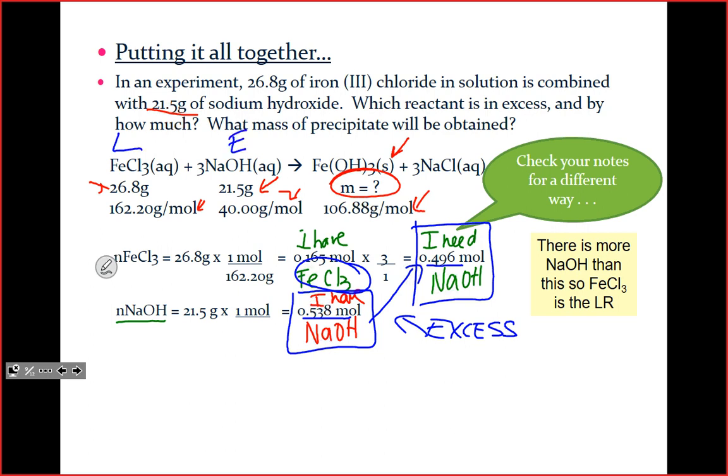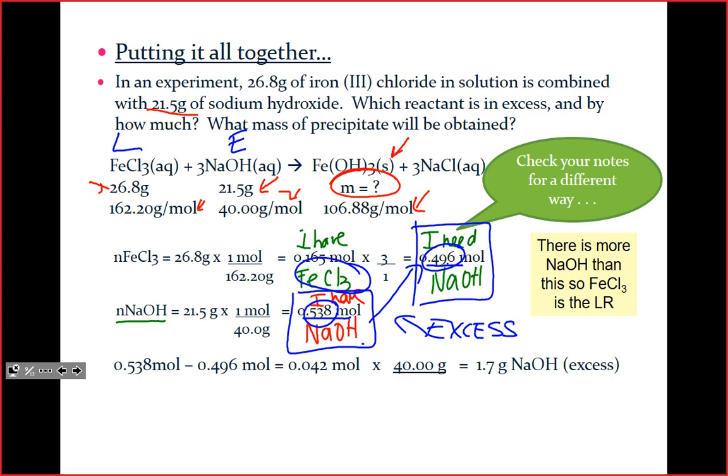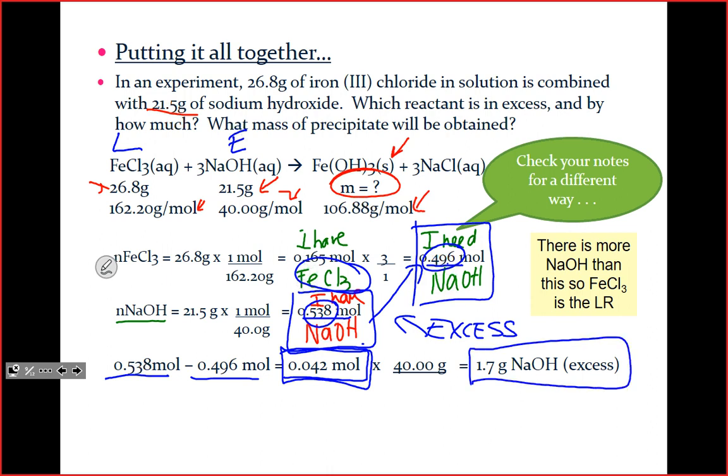By how much? This is something that you can do as well. You can take these moles and go ahead and subtract them, because I have 0.538 and I need 0.96 moles. If I subtract those moles, I like this way better. Here's the moles of what I have of my excess, the moles that I need of my excess, right? I subtract them. This is the extra excess. I multiply by my molar mass, and I actually have 1.7 grams extra of sodium hydroxide. You can do it that way. This is my preferred way, but you can go the other way, the previous way I showed you.